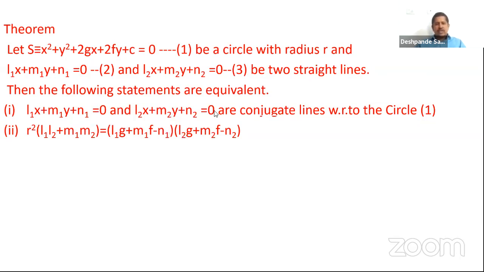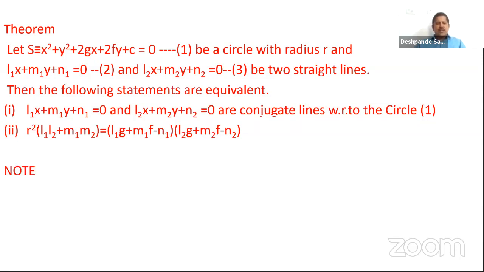So when you take these two lines are conjugate lines, then we can prove that r square into L1 L2 plus M1 M2 is equal to L1g plus M1f minus N1 into L2g plus M2f minus N2. If you have got the statement 2 here, we can prove that the lines are conjugate lines. It is an if and only if condition. Okay, so we are not going to prove the result, we just take it as a statement.